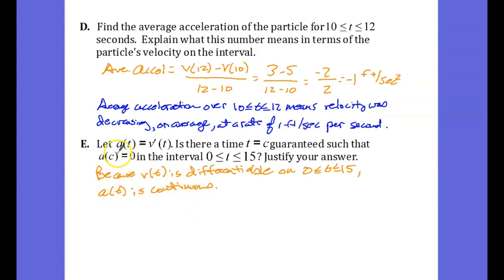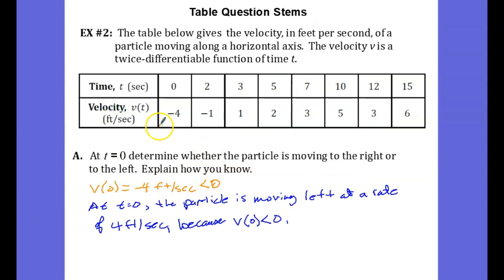So we're looking for a time t equals c where the acceleration is 0. Let's look at the table. So what is the velocity doing here on this interval? Well, the velocity starts at negative 4, and then it's negative 1, so it's increasing. From negative 1 to 1 was an increase. From 1 to 2 was an increase. From 2 to 3 was an increase.